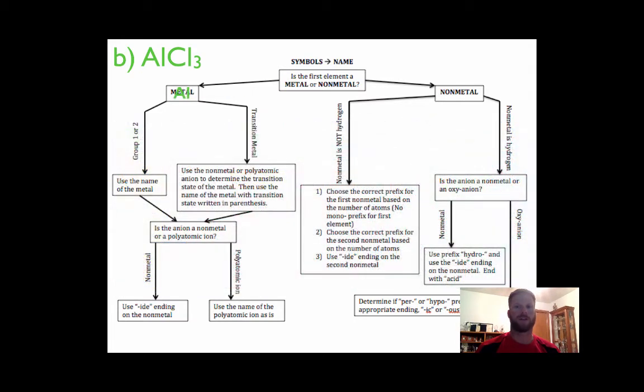Al is a rare exception. You need to remember for Al that you follow the group 1 or 2 pathway. So you use the name of the metal, aluminum, in this case. Now, is the anion a nonmetal or a polyatomic ion? Chlorine is a nonmetal. So we change the ine ending to ide to come up with aluminum chloride.